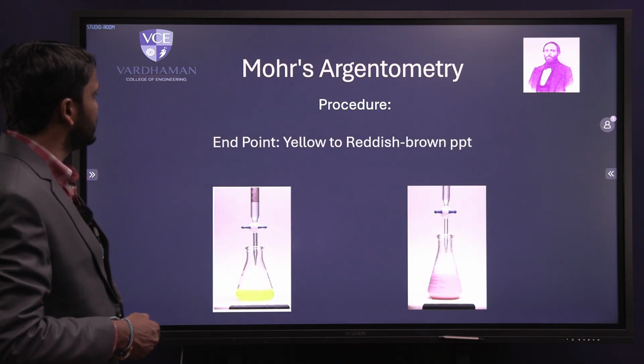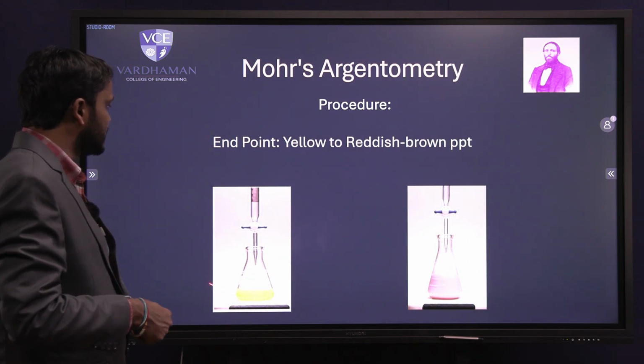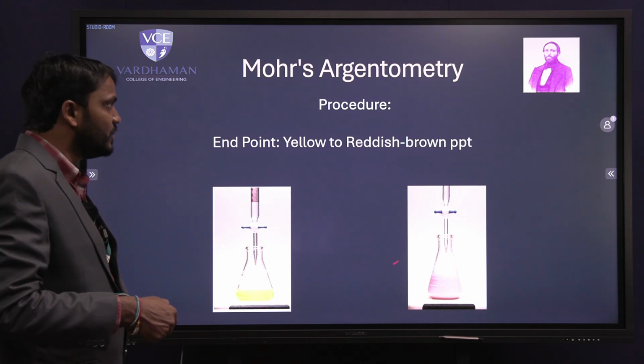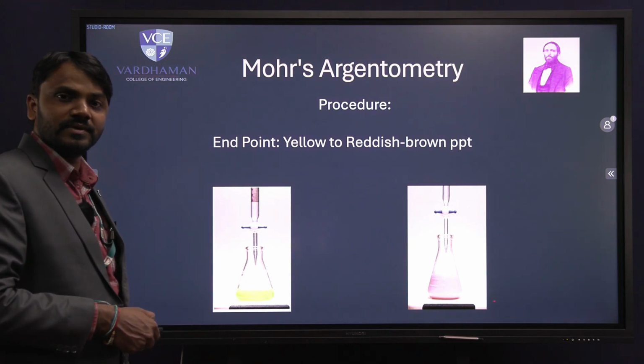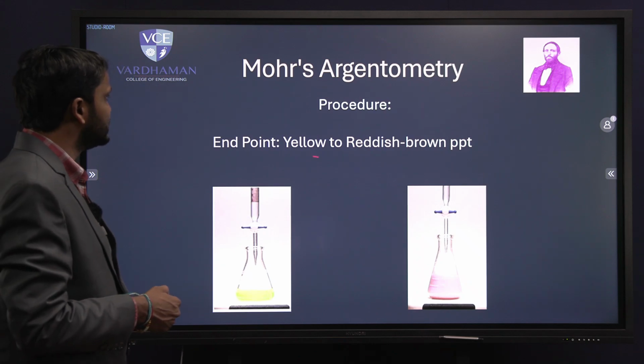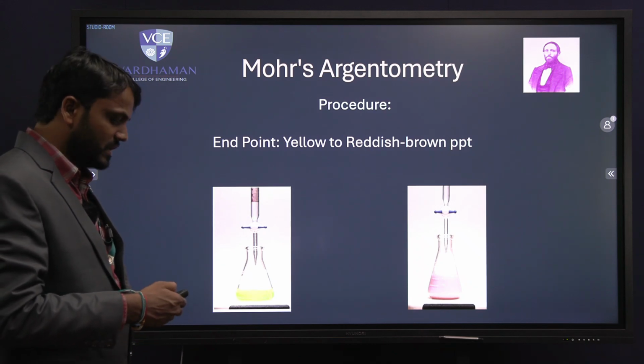Now we'll move into the end point. What is the end point actually? The initial color of the solution is yellow. End point means the reaction is completed when the red precipitate is observed in the conical flask. This is the end point, yellow to reddish brown precipitate.